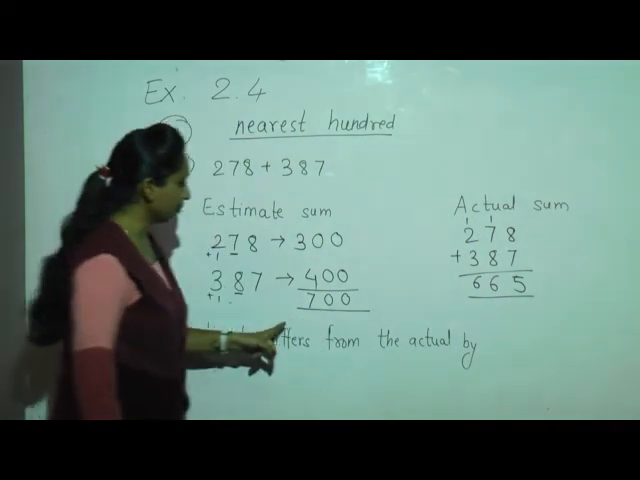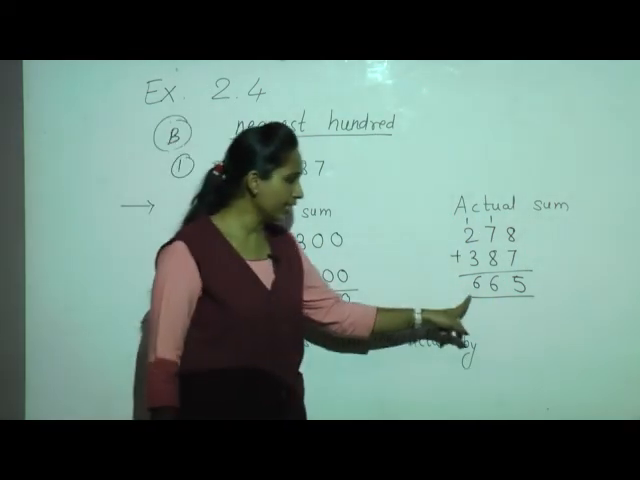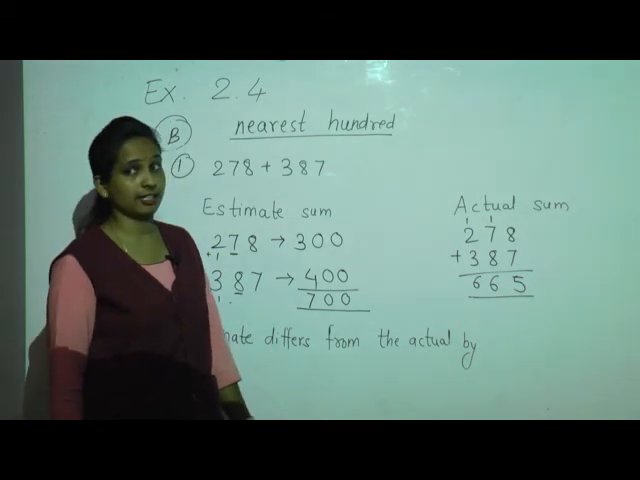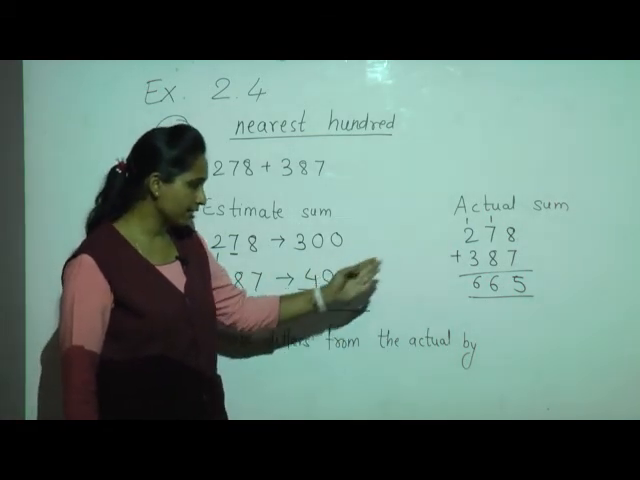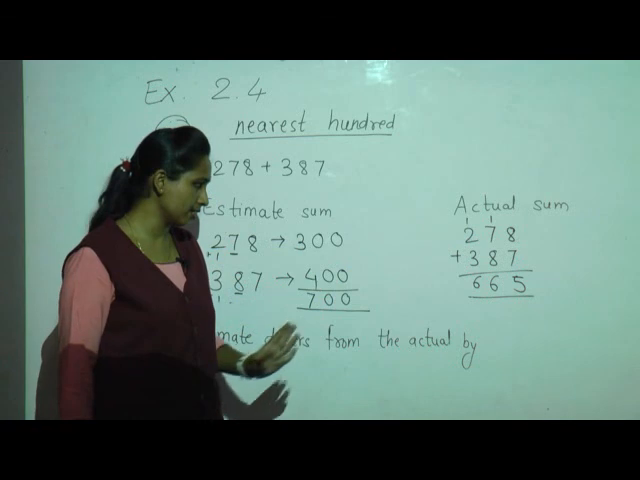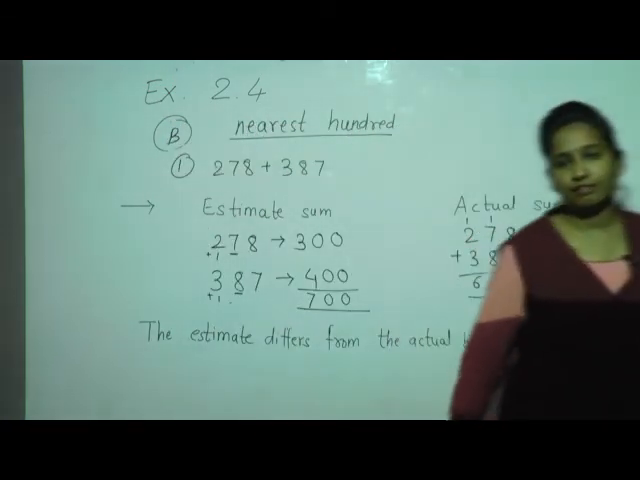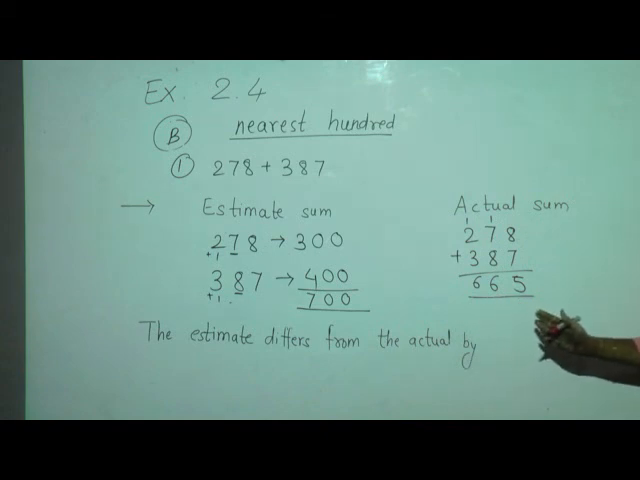Now just compare the numbers. 700 and here 665. See, 665, there is a very big difference. So how will you do it? In this case, it will take much time to count from 665 till 700. So in that case, do the rough work. 700 minus 665, because we have to compare both the numbers.